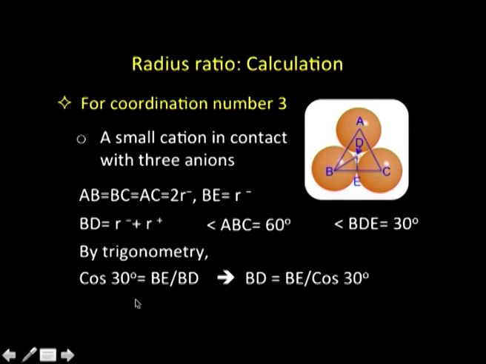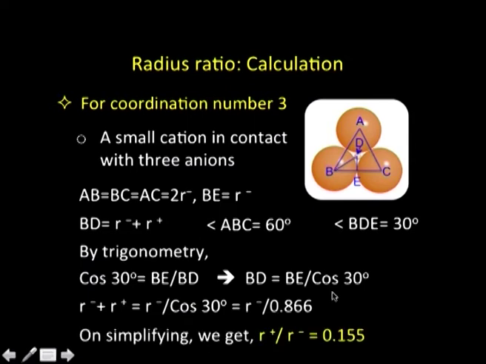By rearranging this, we find that BD is equal to BE by cos theta, that is cos 30 degrees. We just make substitutions over there and simplify. We find that r+ by r- comes out to be 0.155. That is the limiting value.